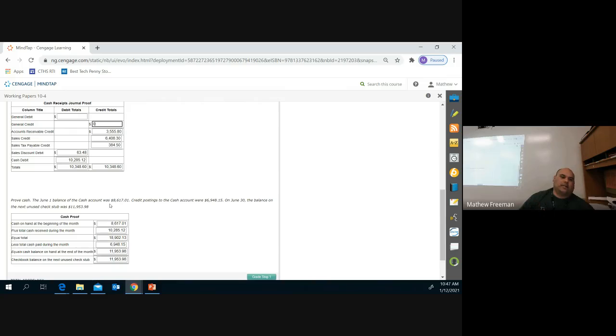I did some of this already to help speed it up. It's time consuming. Cash on hand at the beginning of the month, they stated, was $8,617.01. And now we're going to add in our cash debit of $10,285.12. That's our plus total cash received for the month. We're going to equal those out, and then we're going to take the difference, which we equaled to $18,902. And we're going to take the credits for the month of our cash account, which they're stating is $6,948.15. And we're going to subtract it and get the difference.